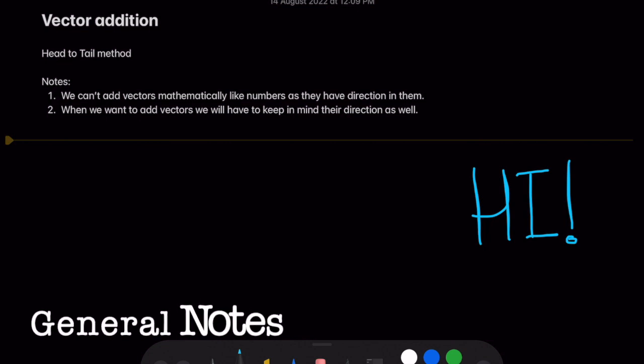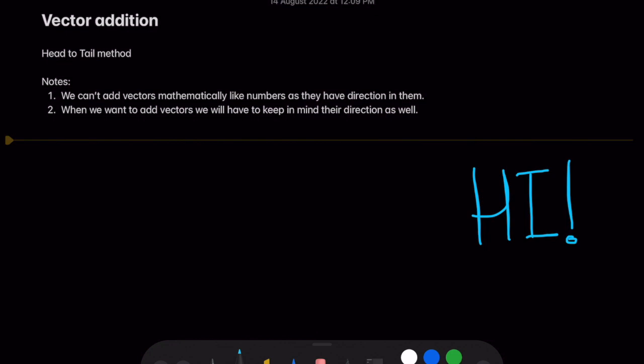We can't add vectors mathematically like numbers, as they have direction in them as well. And when we want to add vectors, we will have to keep in mind their direction as well. The first and the second point basically mean the same thing, that we can't just add vectors' units, because they also have direction. We need to keep in mind their direction as well.